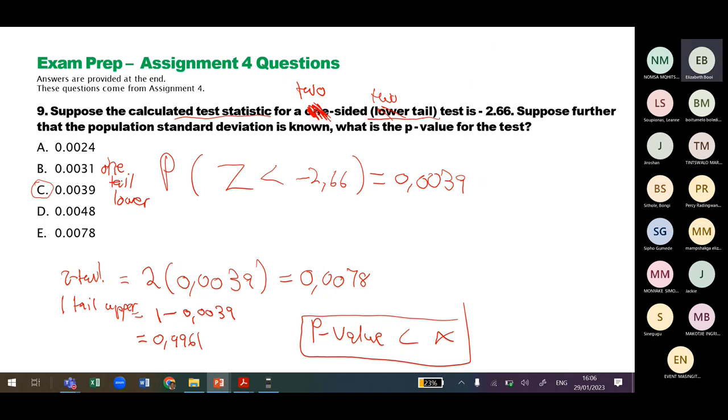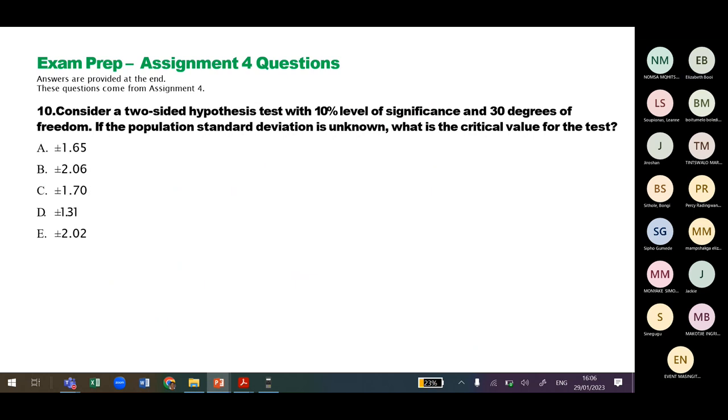So for a one-tail lower, you use the value on the table; if it's a one-tail upper, you subtract from 1. If it's a two-tail, you multiply the table value by 2. That you need to always remember. Okay. Moving on to the next question.